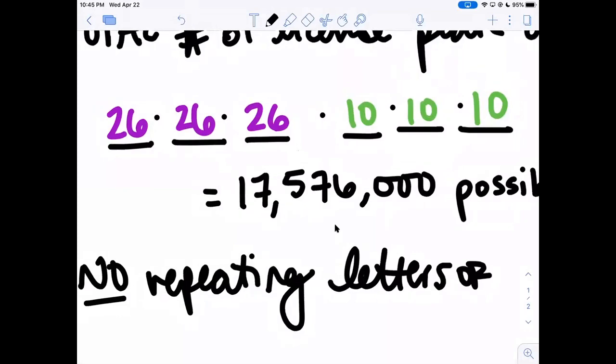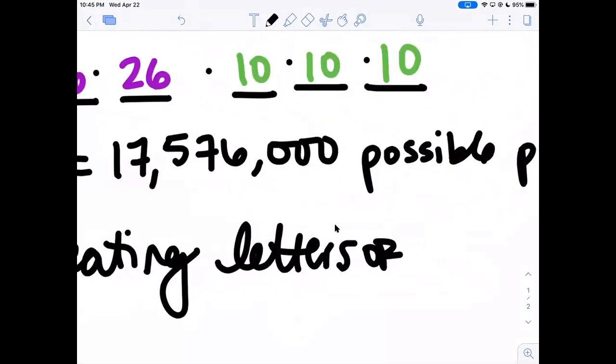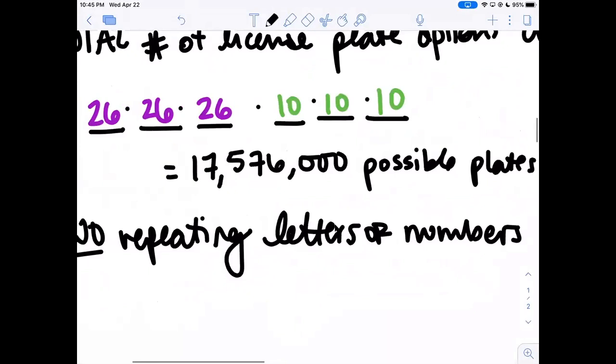So again, I'm doing no repeating letters or numbers. We just found the total number of plates. I have no idea if that first half of my video saved, but we will find out later. Okay. So I'm still going to have my 3 spots, 1, 2, 3 for my letters, and 1, 2, 3 for my numbers.